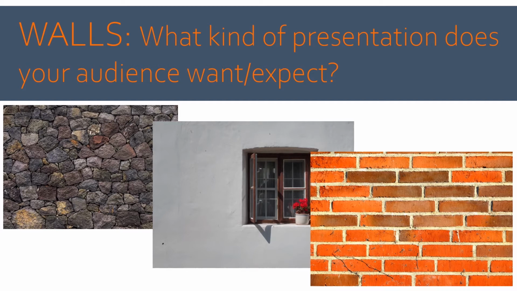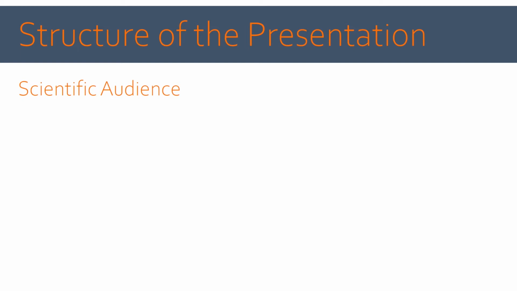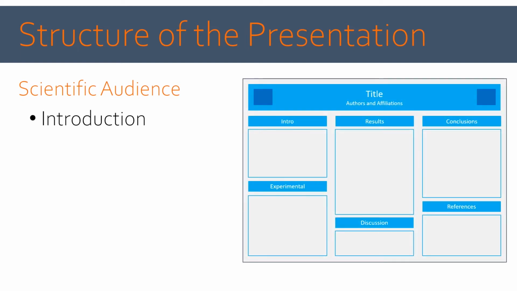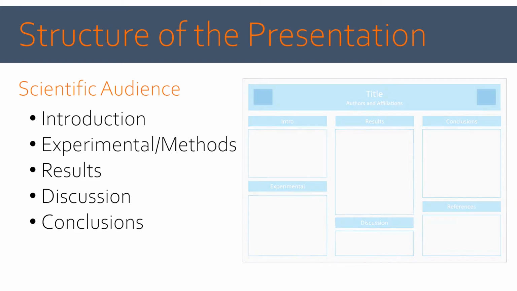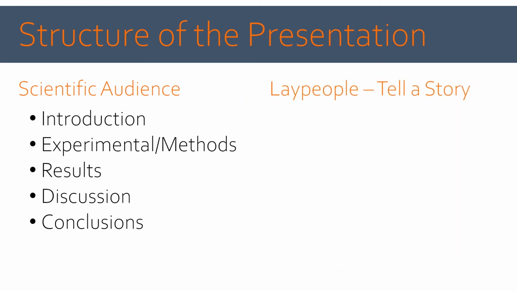For something like a scientific audience, the structure of the presentations is pretty well laid out. You're going to have an introduction, an experimental section with methods, a results section where you talk about what you found, a discussion section, and finally conclusions and maybe future directions. But for something like a layperson audience, you want to use a different structure. For the most part, someone who's just a regular person off the street, they probably don't necessarily care about the very specific details of your experiment or your methods that you used. They want to hear why you're doing your research and what you've found.